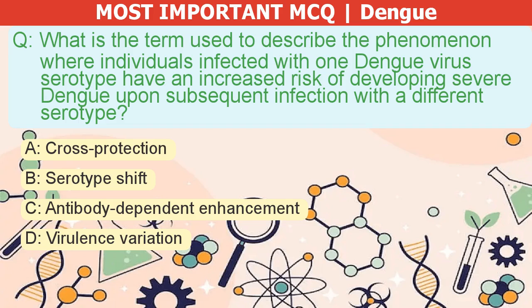What is the term used to describe the phenomenon where individuals infected with one dengue virus serotype have an increased risk of developing severe dengue upon subsequent infection with a different serotype? A. Cross protection. B. Serotype shift. C. Antibody-dependent enhancement. D. Virulence variation.